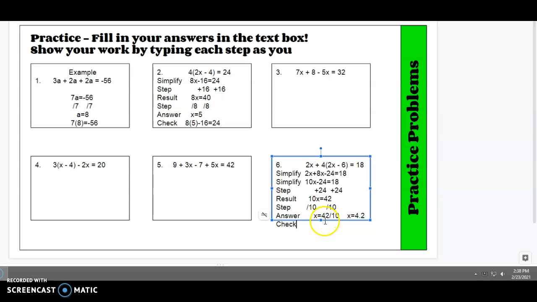So when I check it, I'm going to substitute into my most simplified equation what x equals. So I have 10 times 42 divided by 10 minus 24 equals 18. And that's true. We have 10 times 42 divided by 10, well, 10 times 42 divided by 10 gives us 42. 42 minus 24 does give us 18.